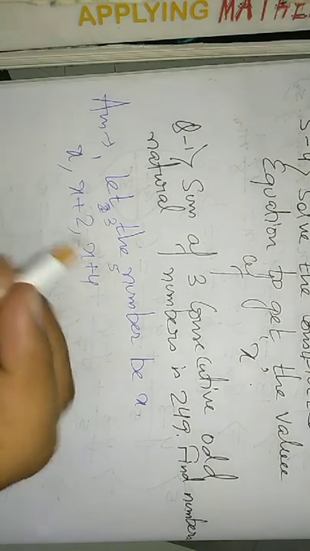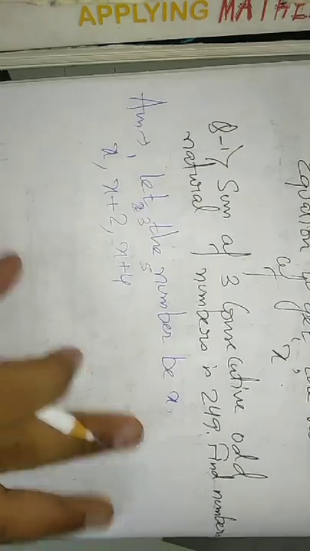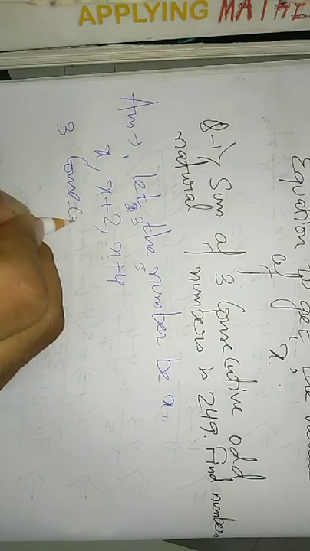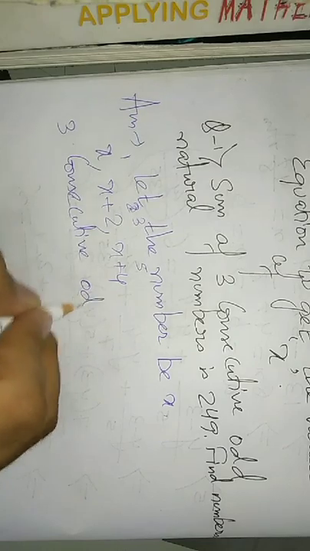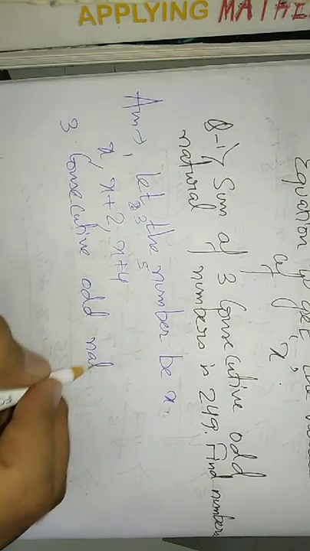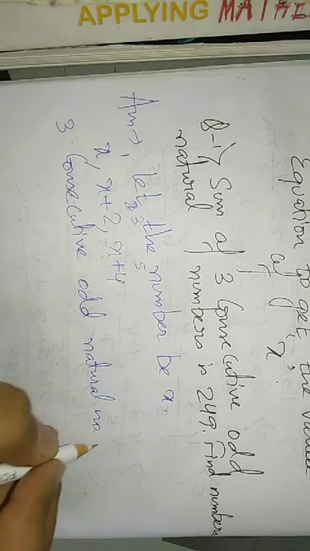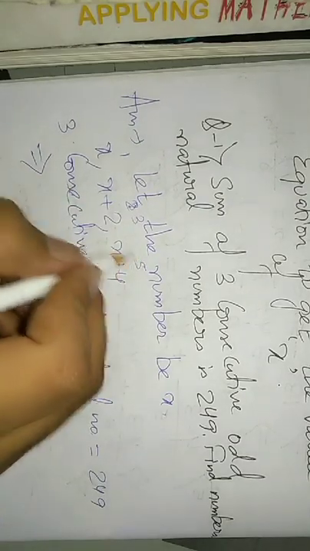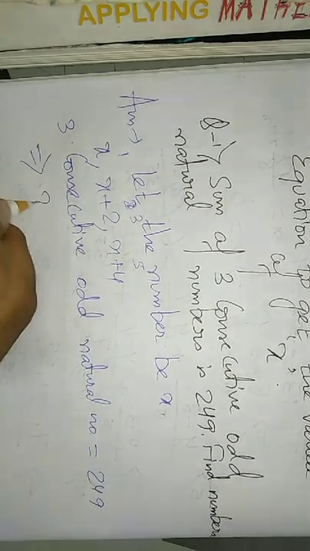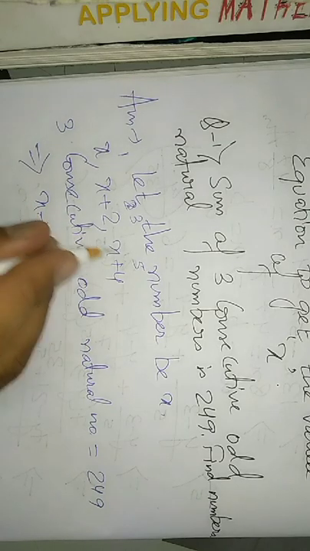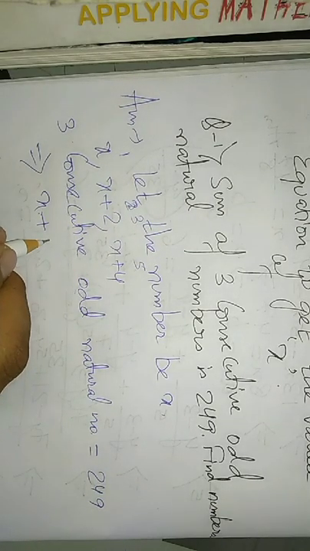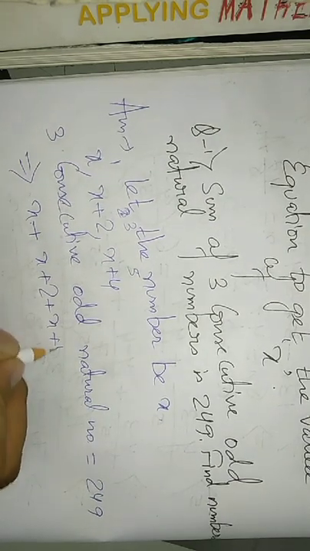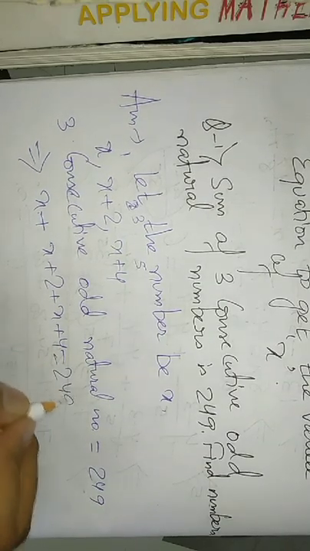Understood? So the sum of three consecutive odd natural numbers is equal to 249. The consecutive odd natural numbers are x, x plus 2 and x plus 4, and they're asking the sum, so x plus x plus 2 plus x plus 4 is equal to 249.